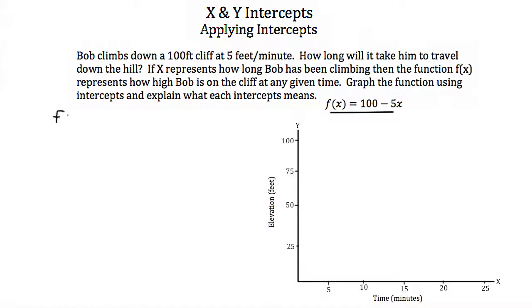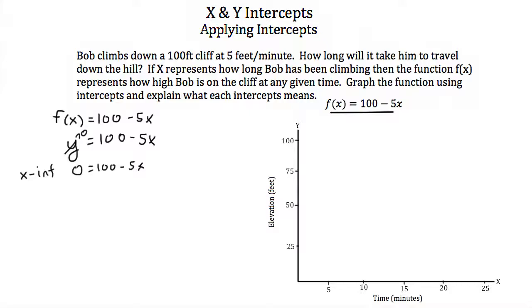Well, let's look at our function, which is also the same as y is equal to 100 minus 5x. Now, if we were looking for our x-intercept, or when y is equal to 0, then we would find that x is equal to 20.